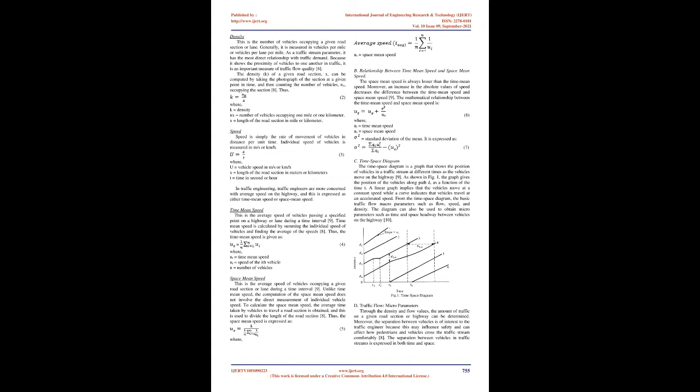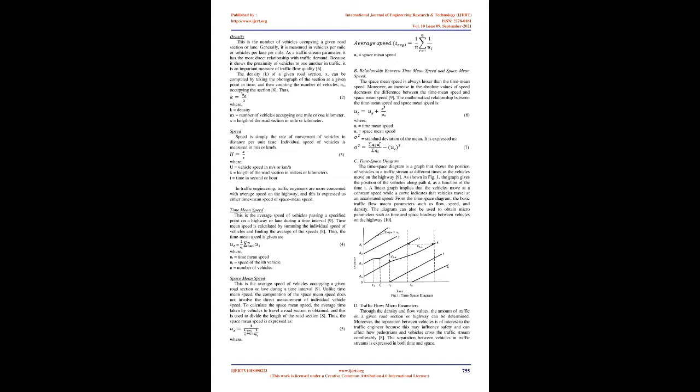Density. Flow is represented mathematically as density. This is the number of vehicles occupying a given road section or lane. Generally, it is measured in vehicles per mile or vehicles per lane per mile. As a traffic stream parameter, it has the most direct relationship with traffic demand. Because it shows the proximity of vehicles to one another in traffic, it is an important measure of traffic flow quality. The density, K, of a given road section, X, can be computed by taking a photograph of the section at a given point in time, and then counting the number of vehicles, NX, occupying the section.